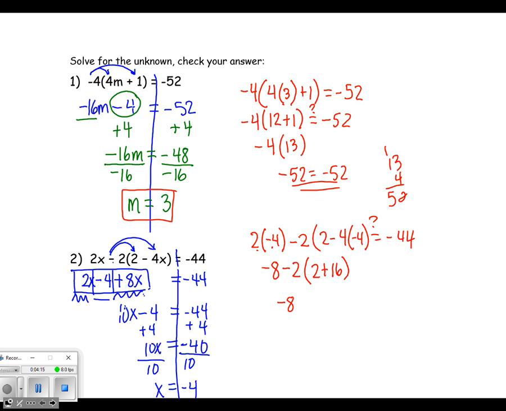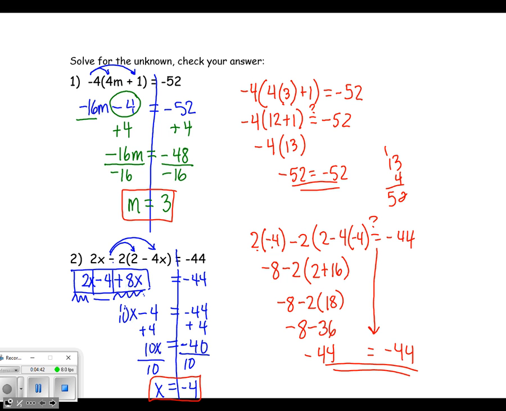So -8 minus 2 times 18 is 36. -8 minus 36. We add and keep the sign. That would give me -44, which turns out is what I needed. So the answer is indeed -4.